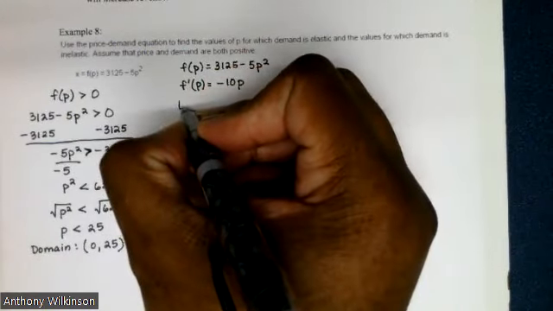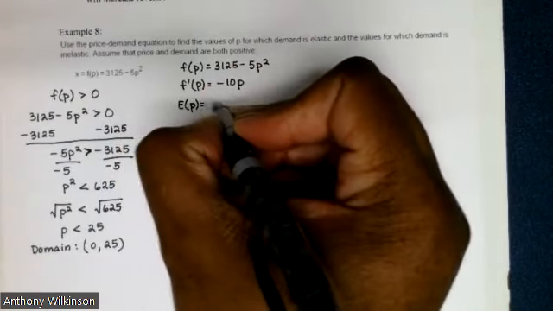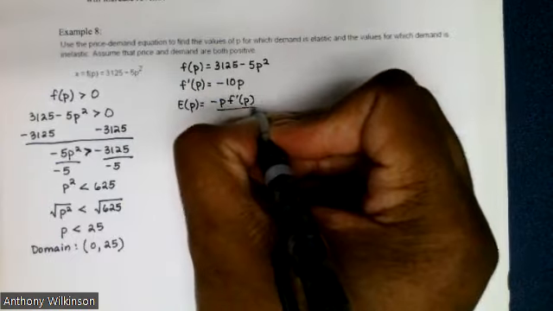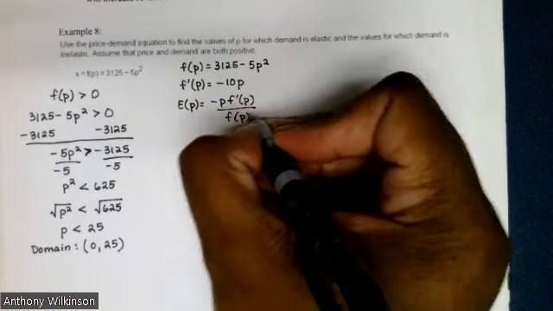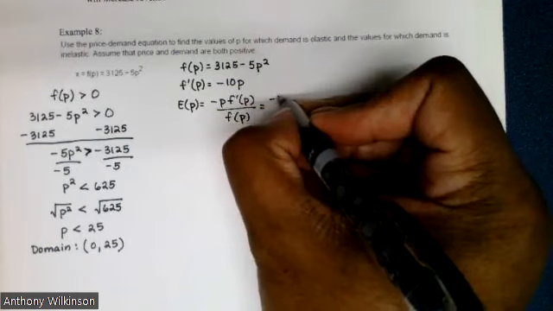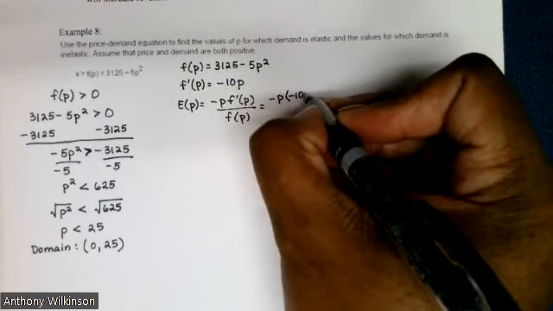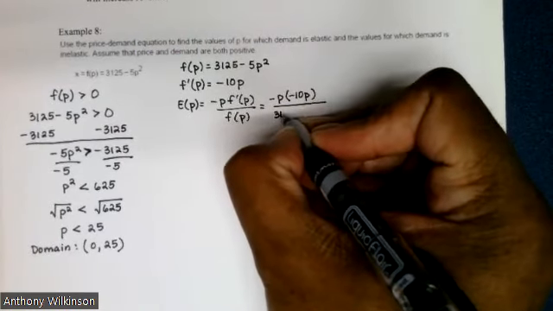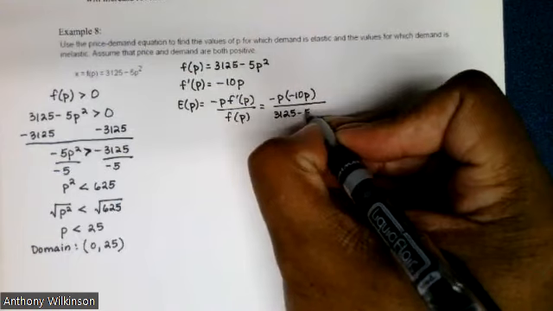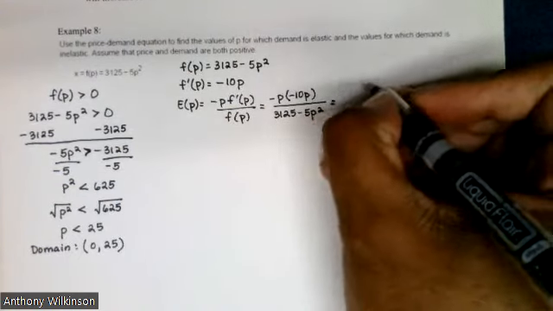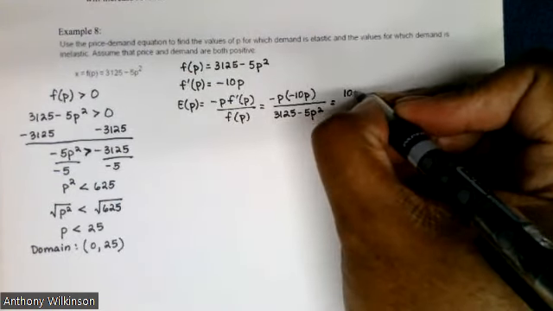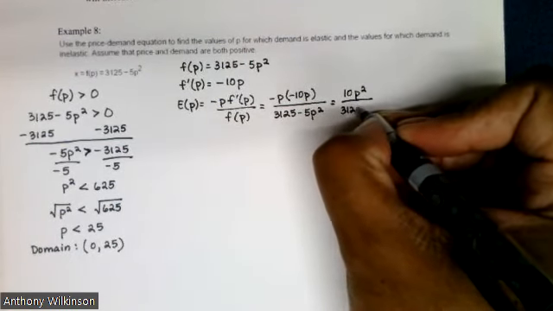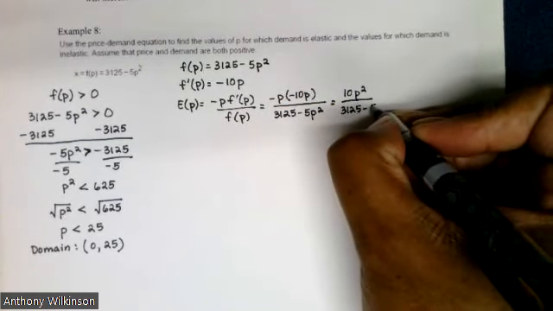All right. So E of P, of course, is going to be negative P times F prime of P divided by F of P. So I have negative P times F prime of P, which was negative 10P, divided by F of P. That'd be 3125 minus 5P squared. And if I simplify this, this would be 10P squared in the numerator divided by 3125 minus 5P squared.